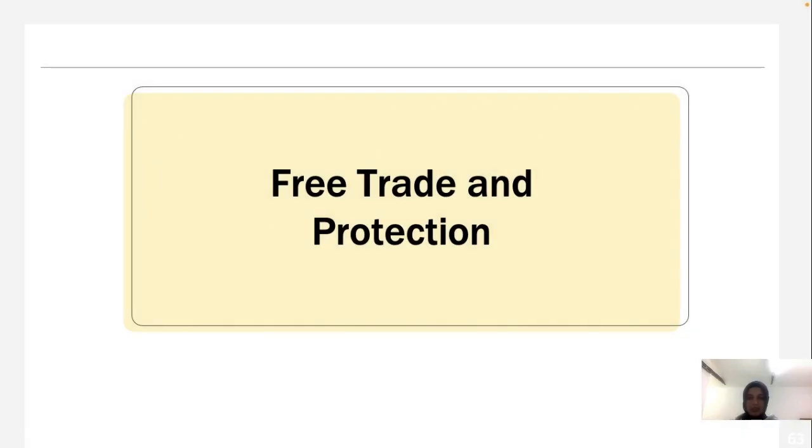The content that we'll be going through today is related to free trade and protection. So we'll go through that, and then we'll go through some tips and tricks on how to achieve success in economics and what to do to be able to achieve good marks in the subject. So let's get started with free trade and protection.